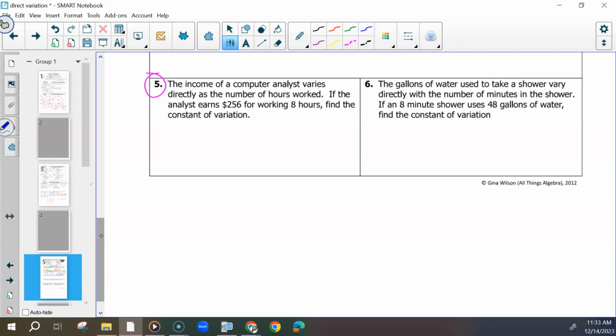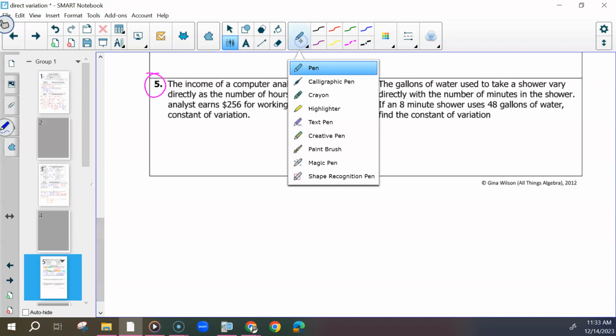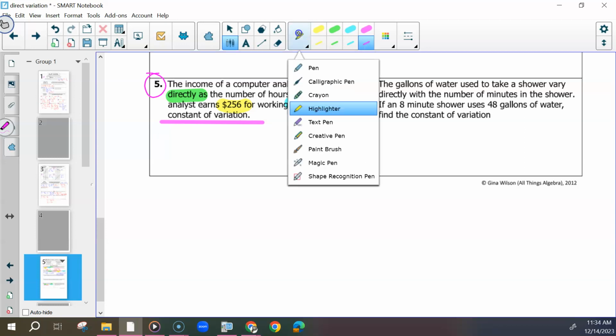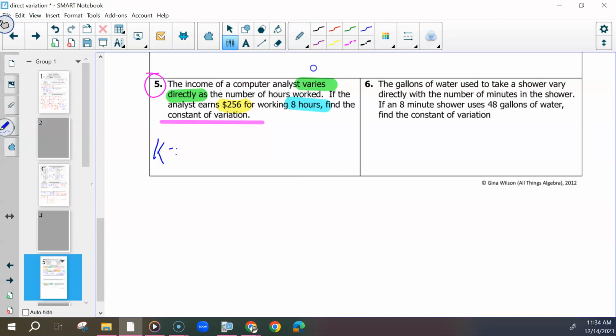What's important? Income of computer analyst varies directly, 256, 8 hours. What are we looking for? Constant of variation. That means we're looking for K. How would we find that? This would be Y, this would be X. So 256 over 8, which is 32.